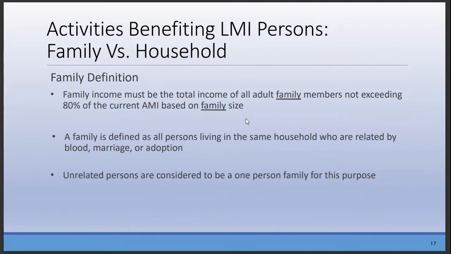Note, I have been differentiating income based upon family or household size. It is important that you have a clear understanding of the differences between a family and household because it affects how participants are eligible for the activity. A family under CDBG regulations is defined as all persons living in the same household who are related by blood, marriage, or adoption. So 2 people who are friends with each other living under the same household are each considered to be a one-person family under this definition.